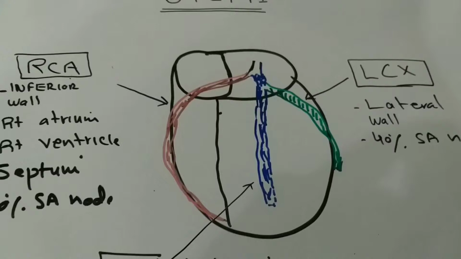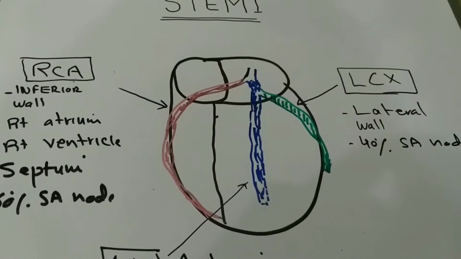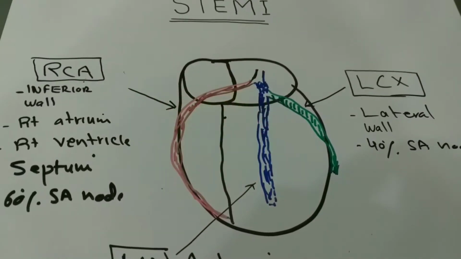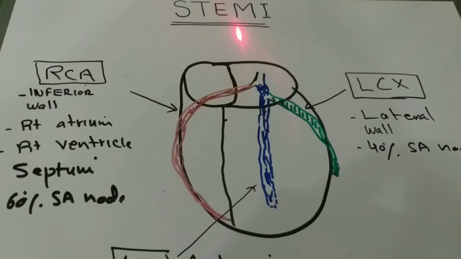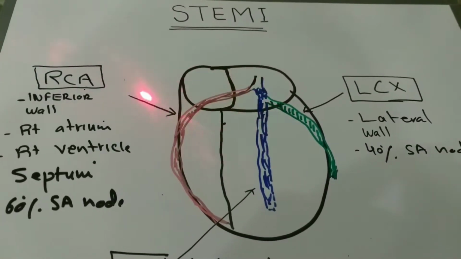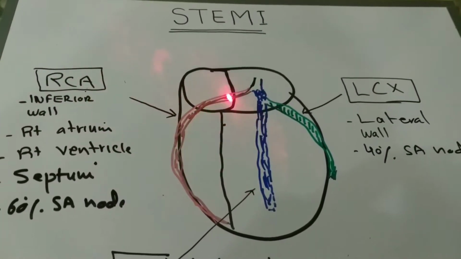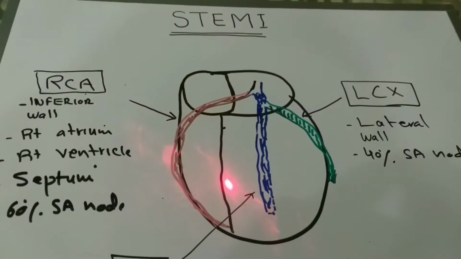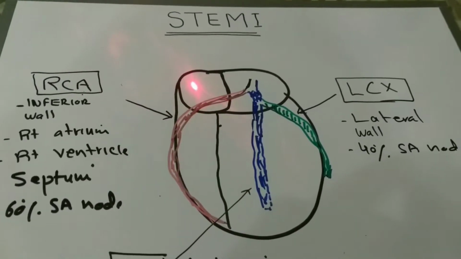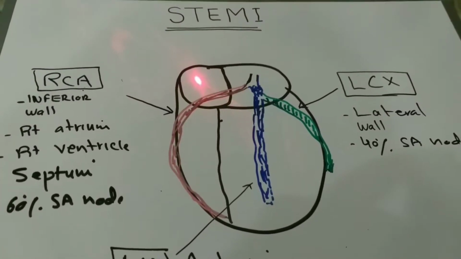So, as we have discussed, the main culprit is the formation of the atheroma in the coronary arteries, which causes ST elevation MI, and it completely occludes the coronary arteries. There are three coronary arteries. One is the right coronary artery. It supplies the right side of the heart, right atrium, right ventricle, septum, and 60% of the time it also supplies the SA node, which is located in the right atrium.